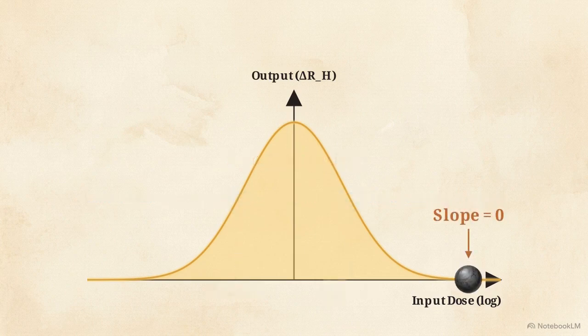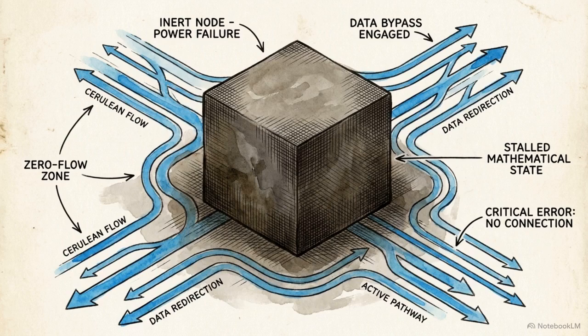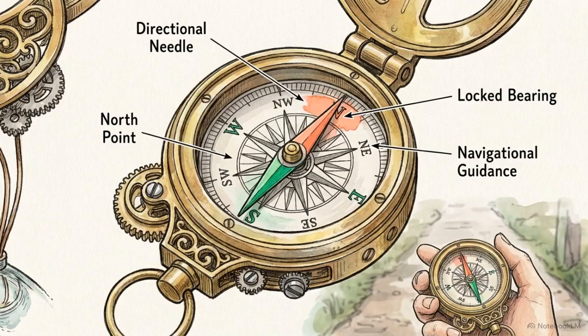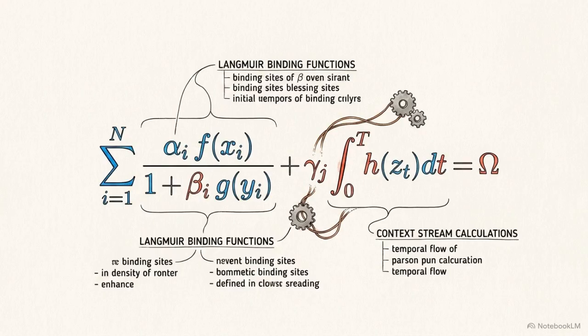Worse, if initialized far right, the derivative drops to zero, backpropagation stalls, and the node permanently dies. That mathematical dead zone makes traditional gradient descent impossible for a pure net shift node, necessitating a structural intervention. This is exactly why the Biophysical Recurrent Unit incorporates its parallel context stream. It acts as a compass to guide the optimizer out of the gradient trap. The context stream calculates the sum of Langmuir binding functions.